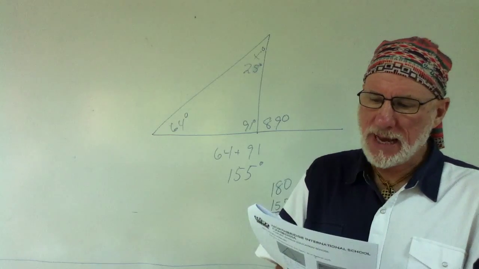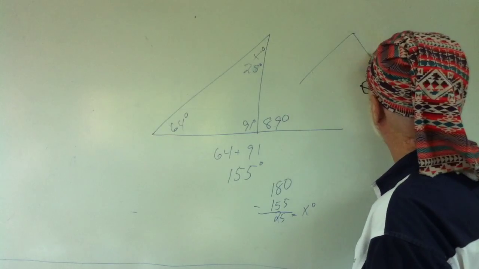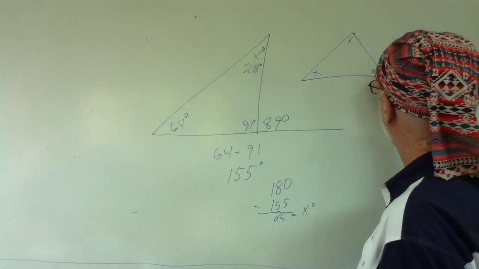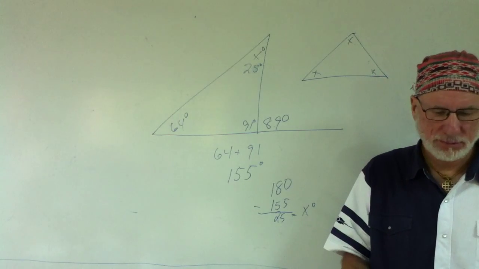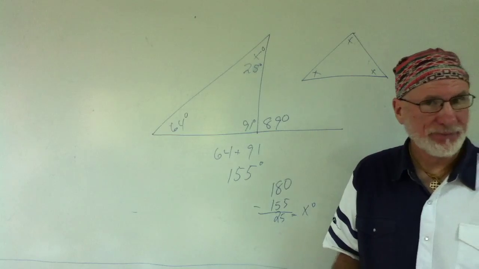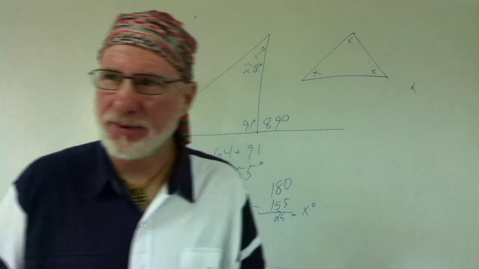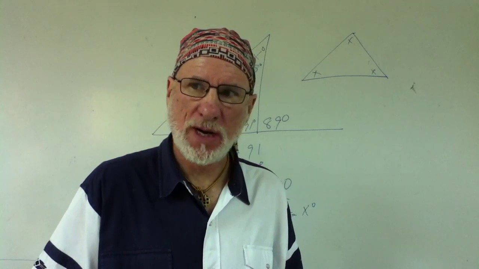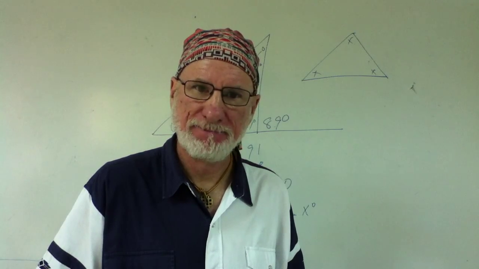Now, what about if I had one that looked like this? Where I'm saying that all of these are equal. I'm saying that all of those are equal. They'd have to be 60, right? Yeah, they'd have to be 60. Give me an equation that might represent that triangle and the search for X.